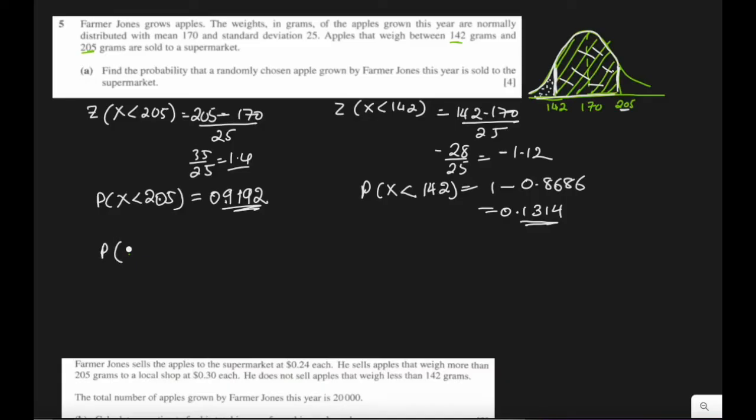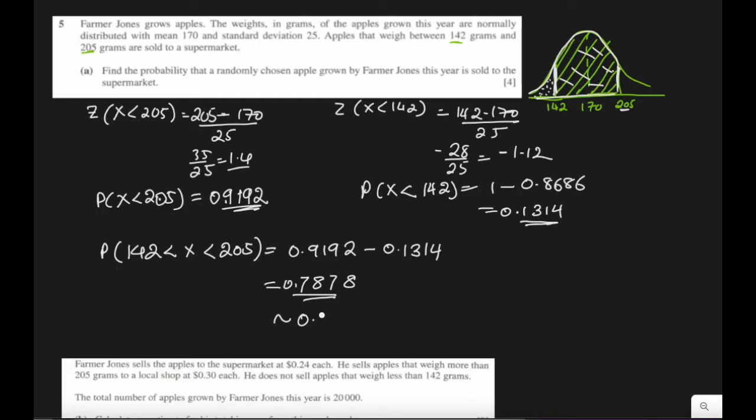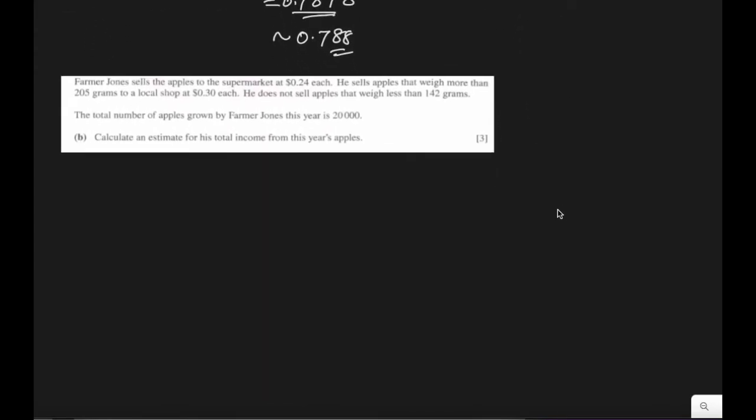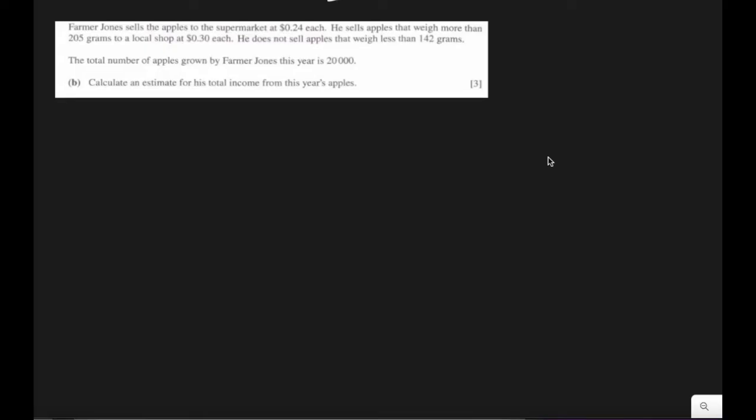So the probability that x is between 142 and 205 will be 0.9192 minus 0.1314, which is 0.7878, rounded off to 0.788. That's the answer.